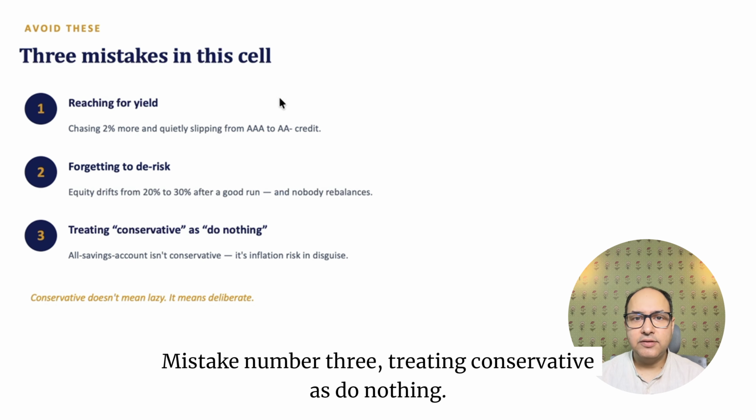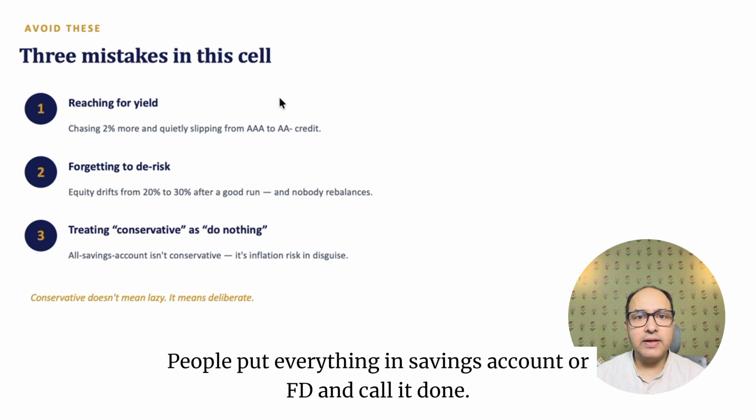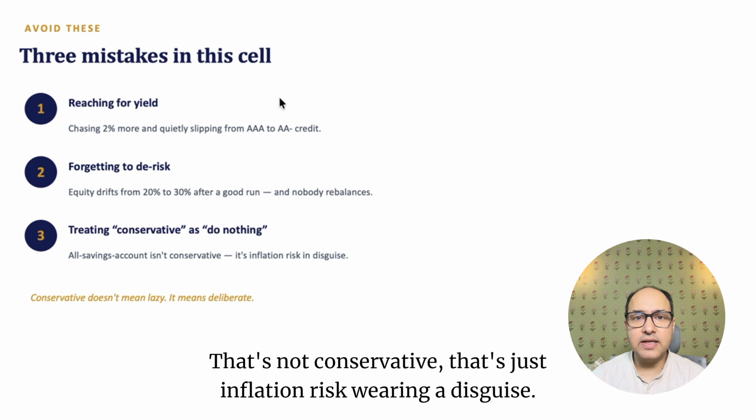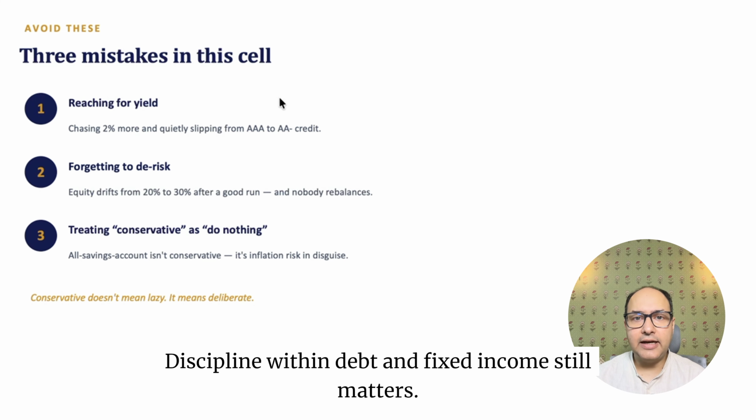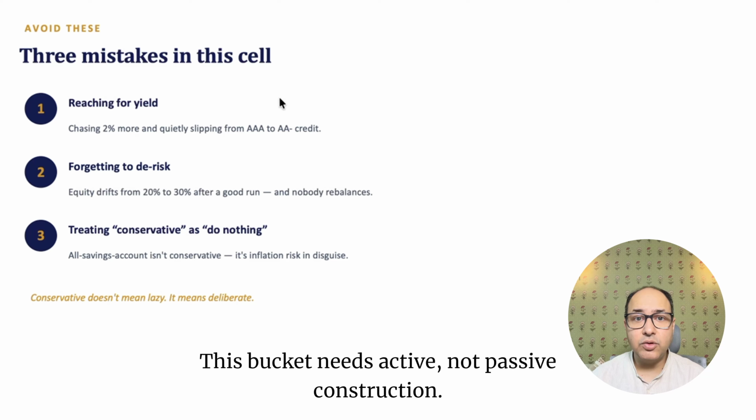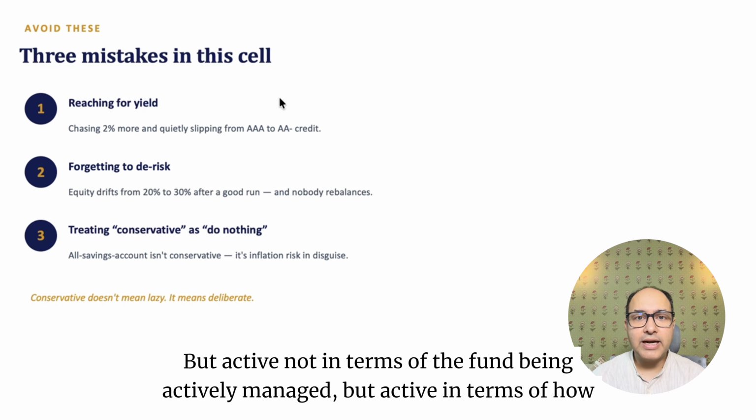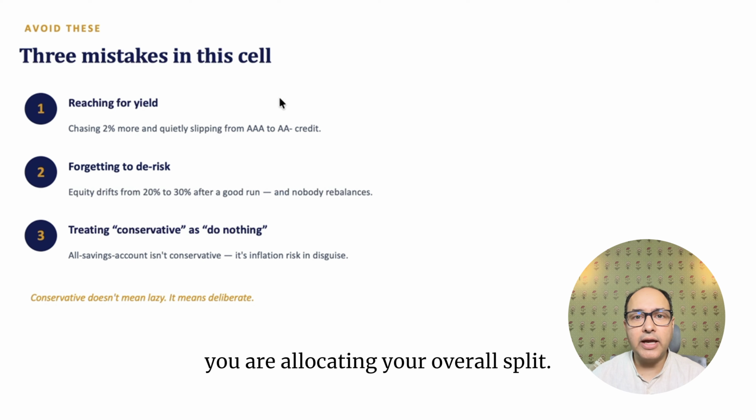Mistake number three, treating conservative as do nothing. People put everything in savings account or FD and call it done. That's not conservative. That's just inflation risk in disguise. Discipline within debt and fixed income still matters. This bucket needs active, not passive construction, but active not in terms of the fund being actively managed, but active in terms of how you are allocating your overall split of money.